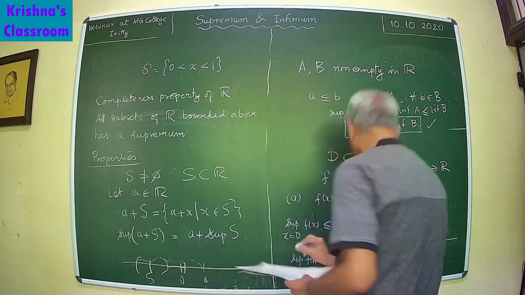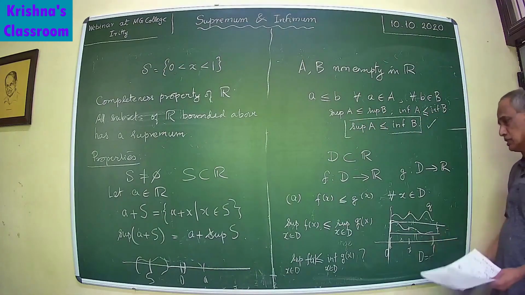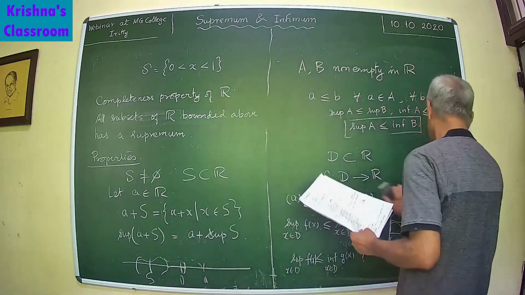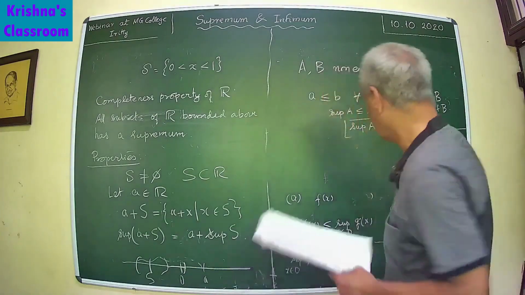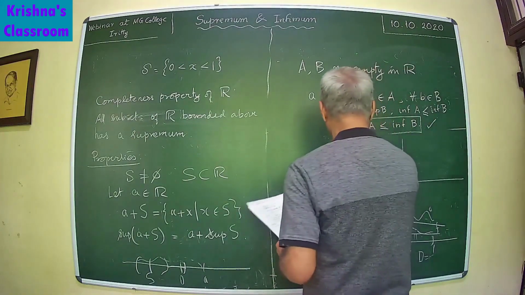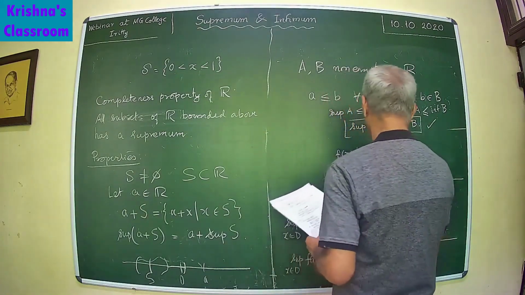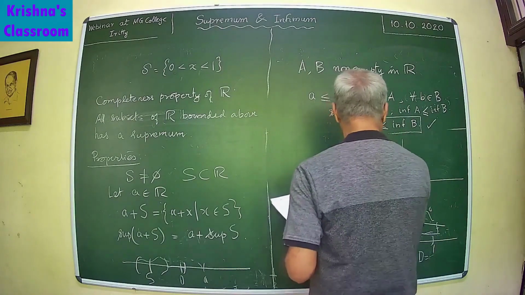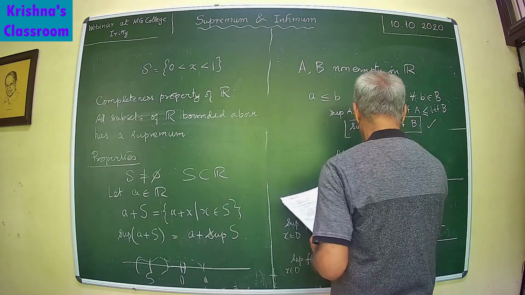Whether this is true or not. Quite obviously it cannot be true. It need not be true. For instance, if you take the functions, I will give a graph of the functions. You take f(x) equal to x square and g(x) equal to x for x belonging to [0, 1].